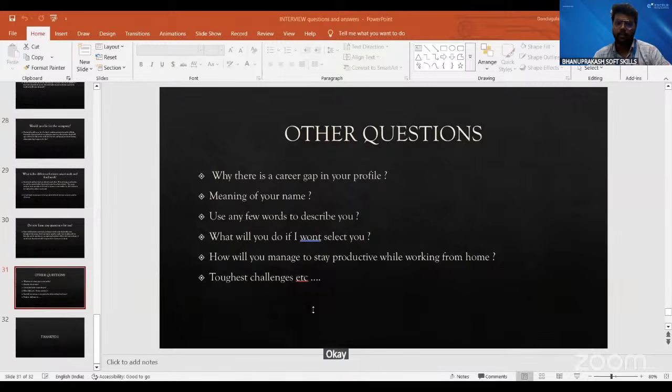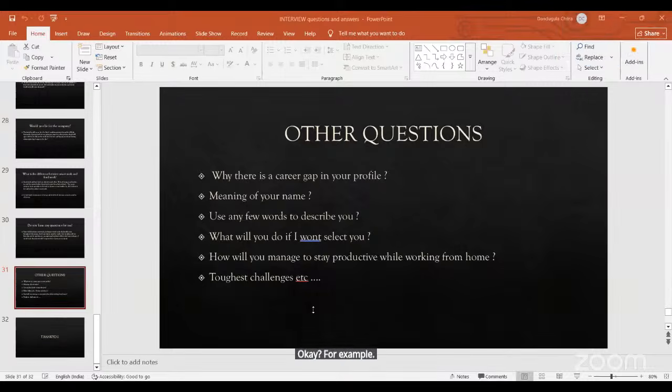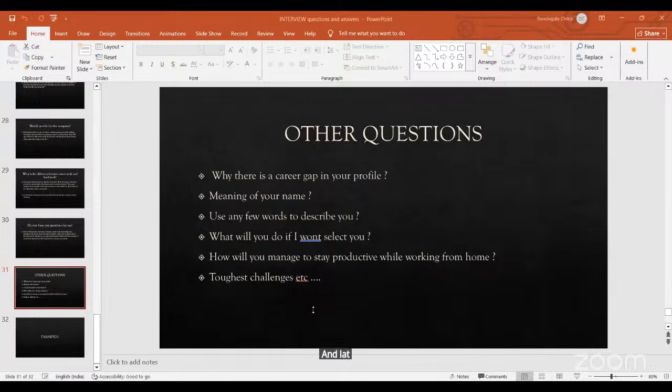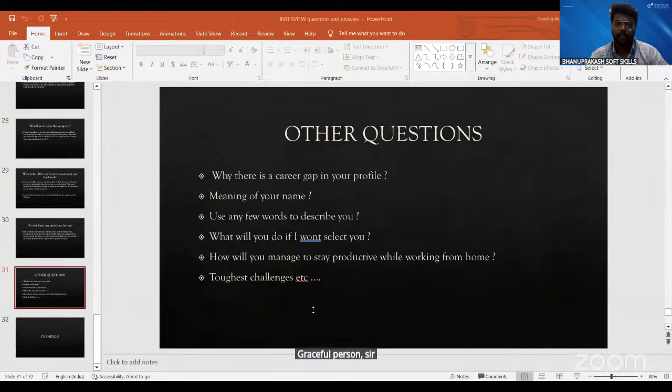Okay. For example, yes, Himalata. My name, Hima means snow, and it tells about purity, sir. And Lata means beautiful, sir. So the meaning is a pure and graceful person, sir. Okay, that's great. That's excellent.